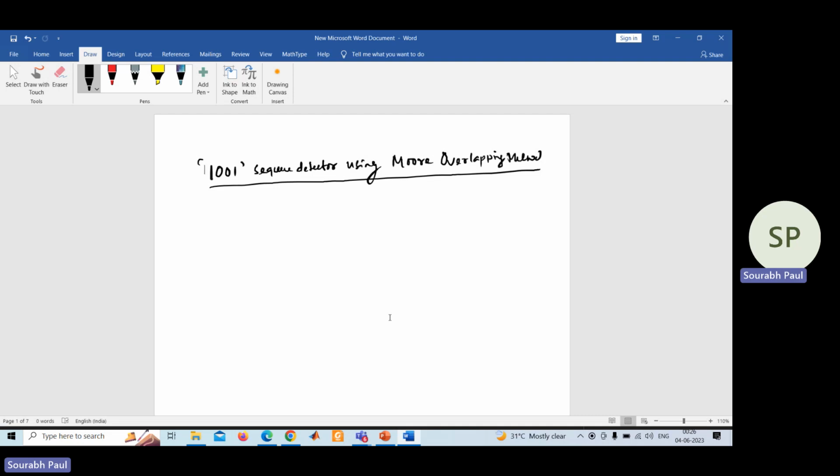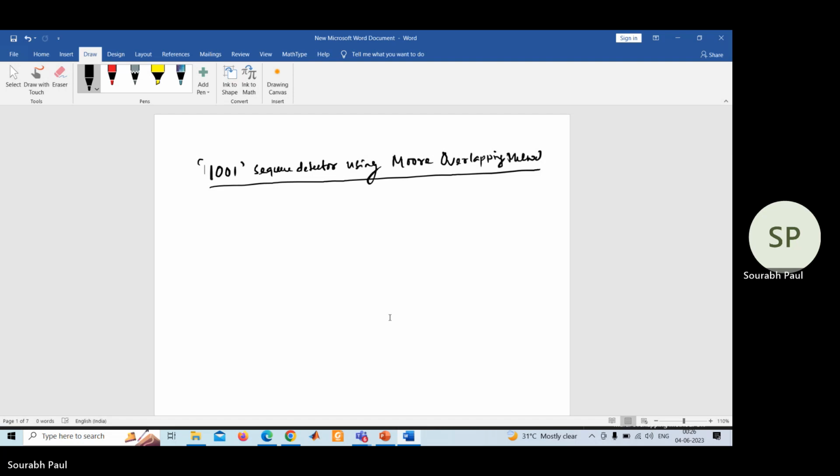Now in this lecture, I'll basically focus on how to make the state diagram for a sequence detector which will detect the sequence of 1001. And if you follow the same concept, whatever I will discuss here, then you can implement any other sequence detector using the Moore overlapping method.